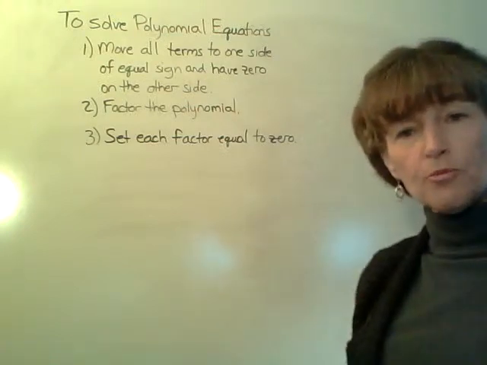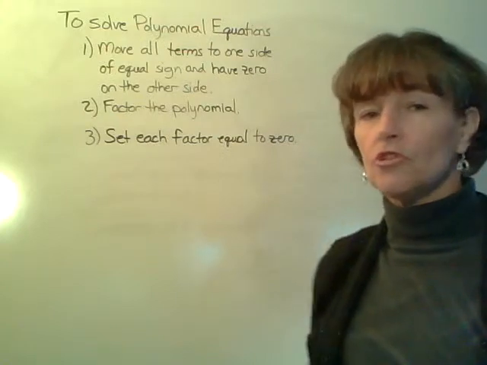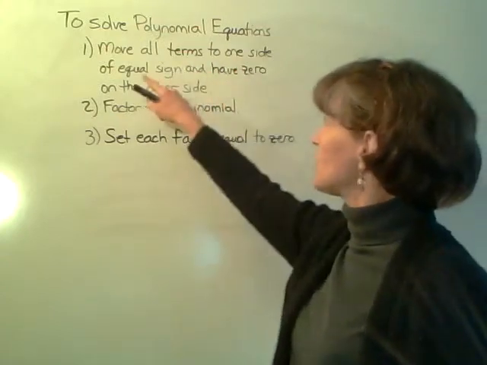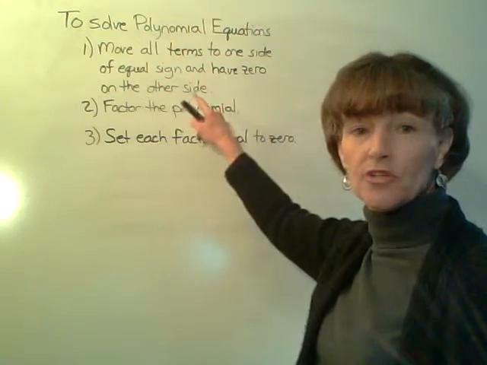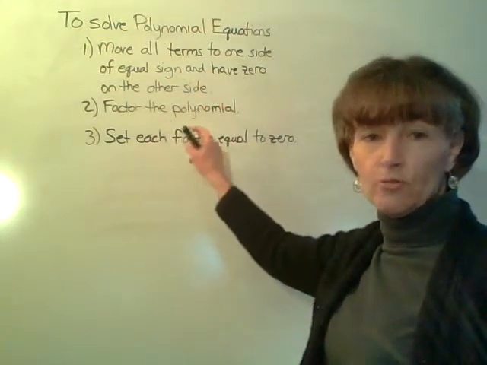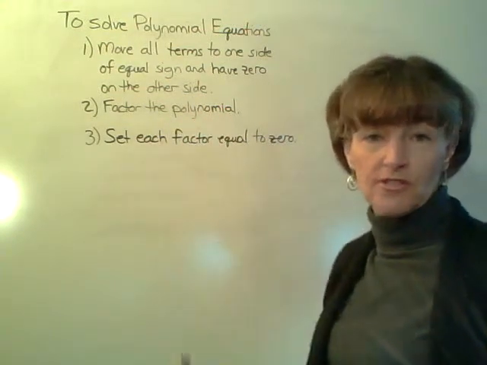Right, so to solve polynomial equations, the first thing you do is you move all the terms to one side of the equal sign and you have 0 on the other side. Then you factor the polynomial and then you set each factor equal to 0.